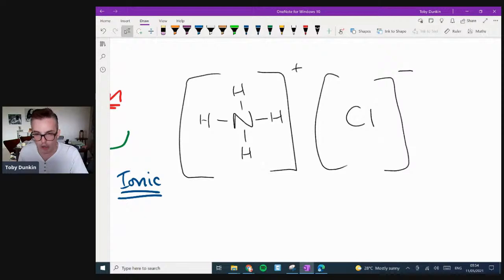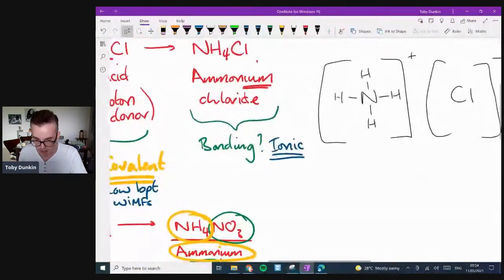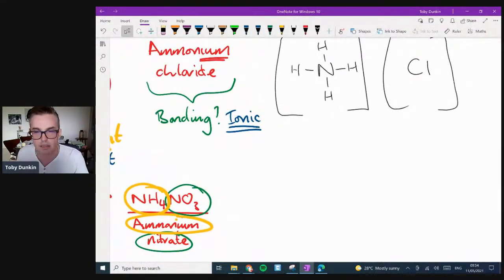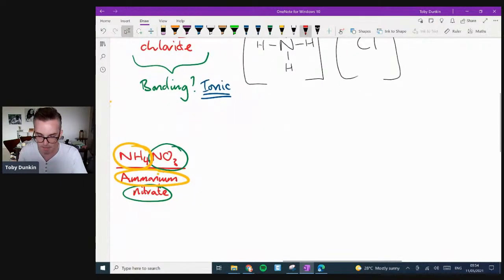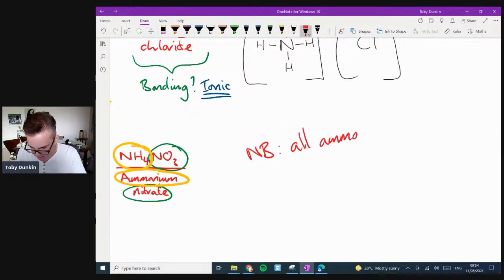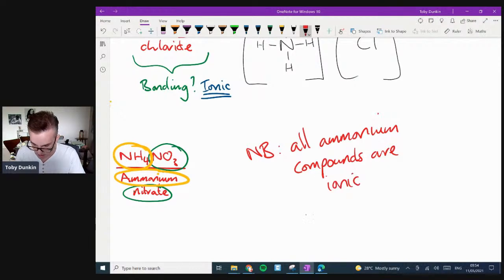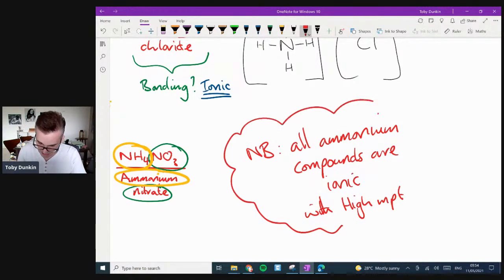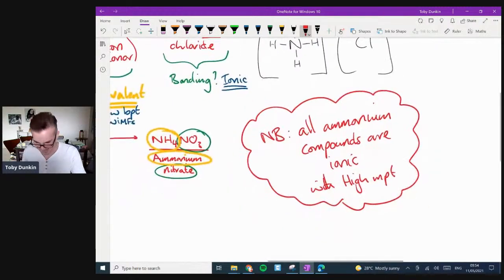So it's an oddity of the world, and it's something I need you guys to learn. All ammonium salts are in fact ionic. This is a nota bene. Nota bene, important notice in Latin. All ammonium salts, all ammonium compounds are ionic with high melting points, high MPTs, because the electrostatic attraction is incredibly strong.